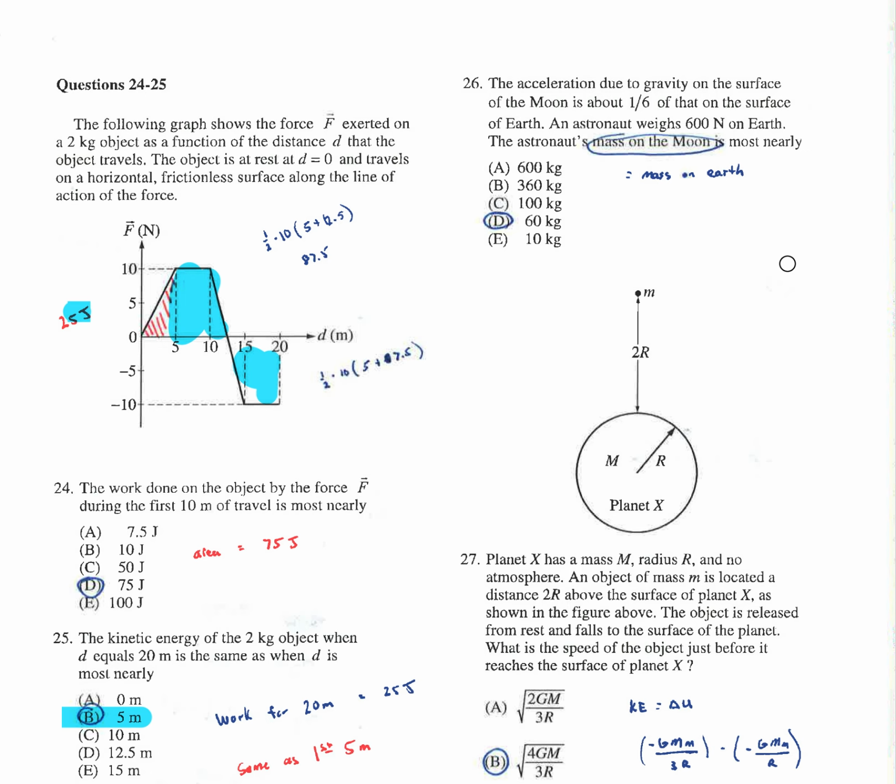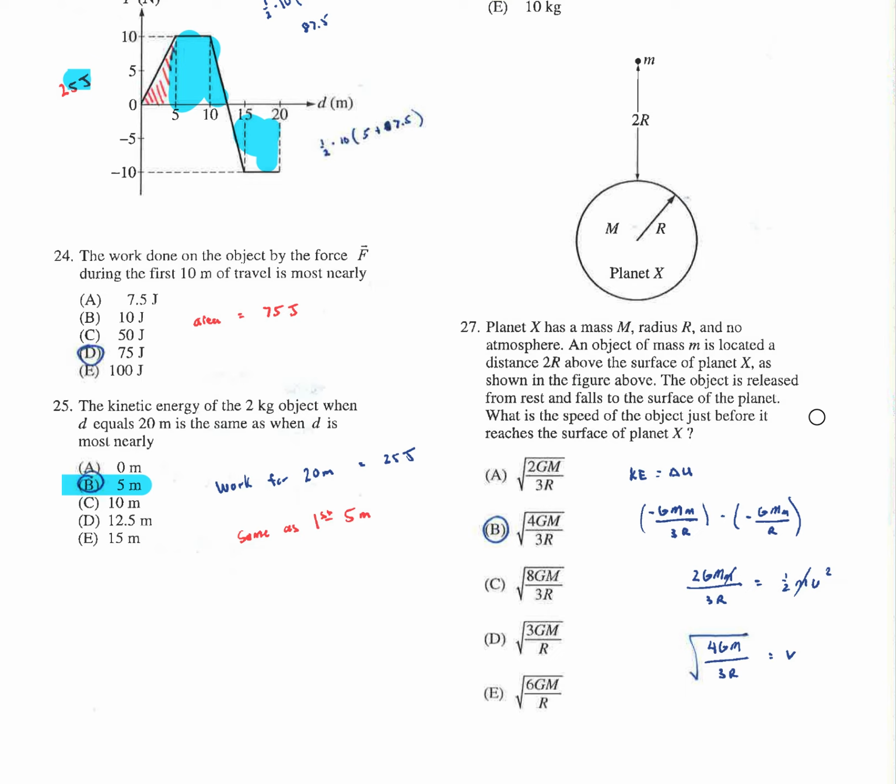This is a stupid question. Don't let it trick you. It says right here, an astronaut weighs 600 newtons on Earth, which means the mass on Earth is 60 kilograms. But that means the mass anywhere in the universe is 60 kilograms. Remember, mass is not going to change.